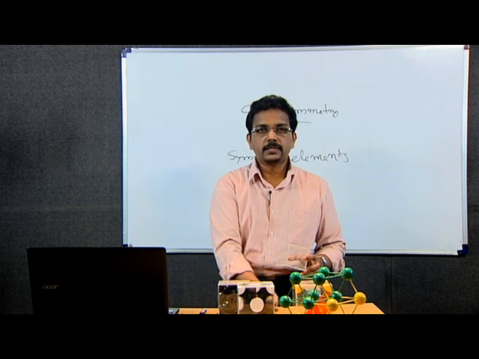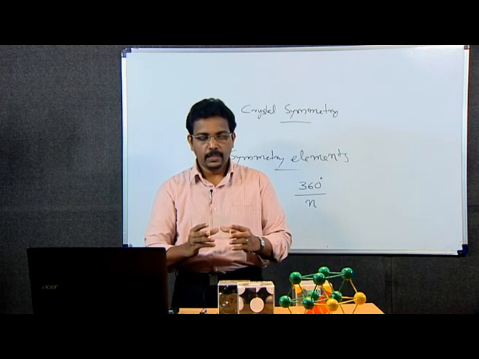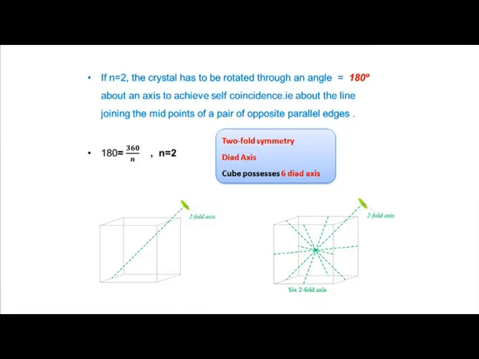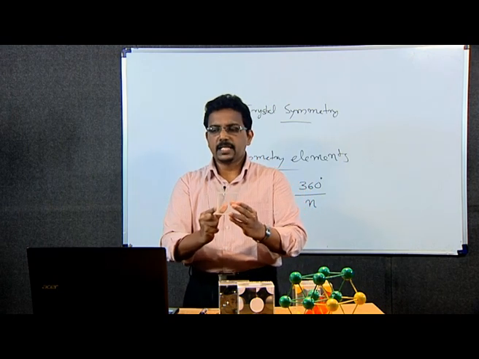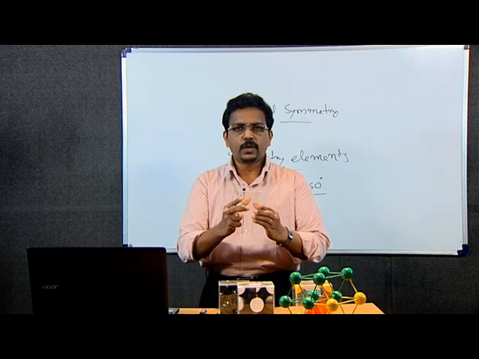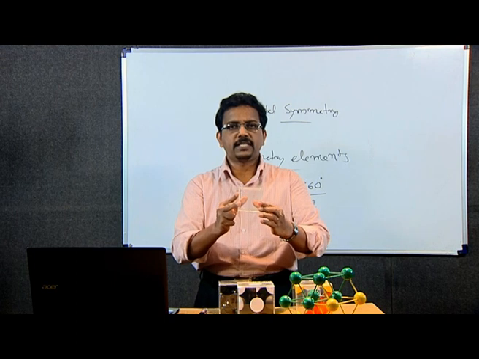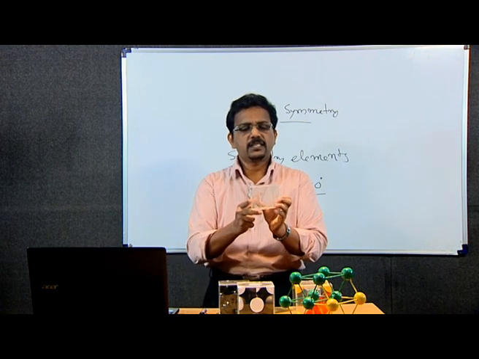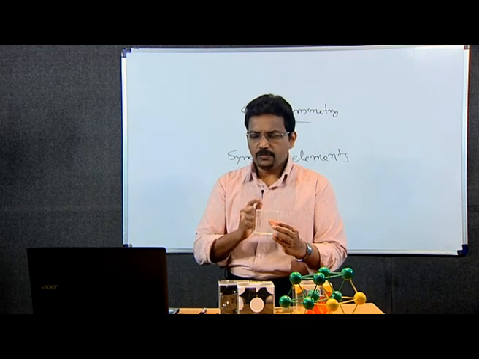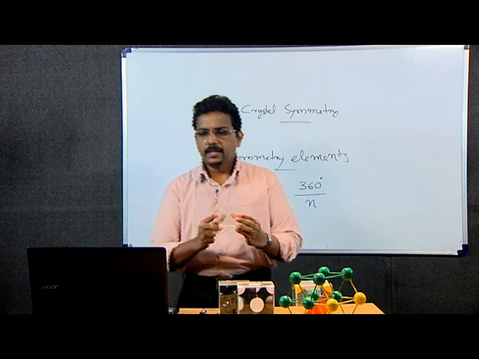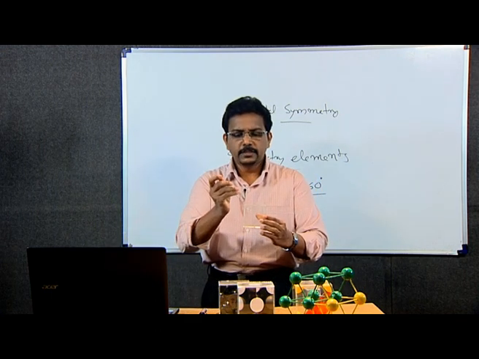Now what happens when n is 2? In the previous case n is 3. Here, when n is 2, the crystal has to be rotated through an angle of 180 degrees. If n is 1, then only identity. The crystal has to be rotated about an axis to achieve self coincidence after 360 degree rotation, that is identity. So that identity is there for every crystal at 360 degrees. But in the case of 180 degrees, if n is equal to 2, then you can see a two-fold axis.